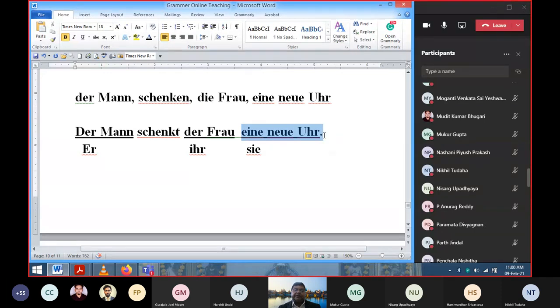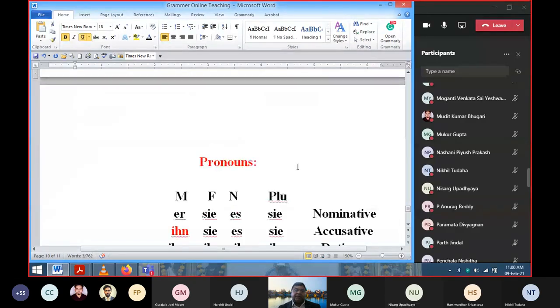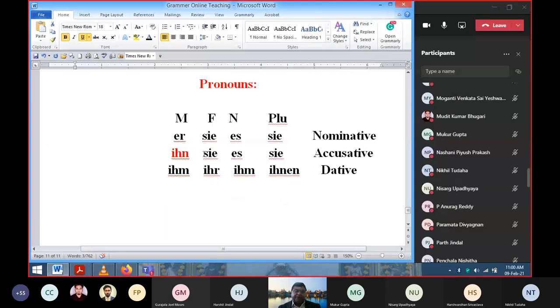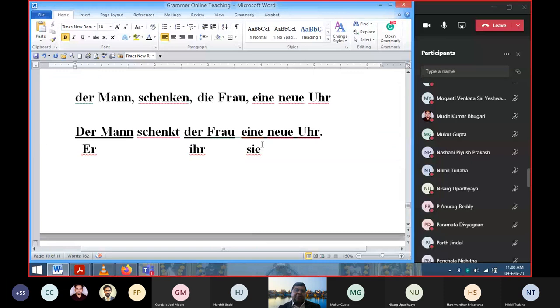Don't go by translation and replace them. You first see what is the gender of the noun in that language. So here it is feminine noun. So you have to select the feminine pronoun. Feminine pronoun is sie. You should not write es. Es means it, but it is wrong. So you have to write here sie.